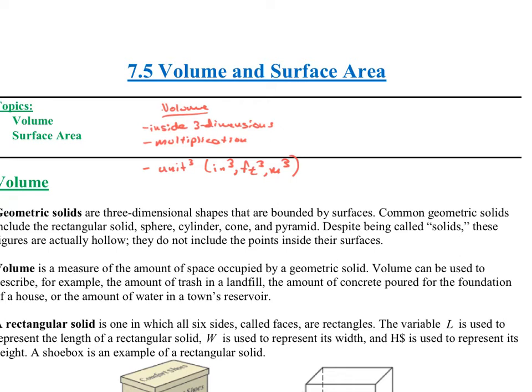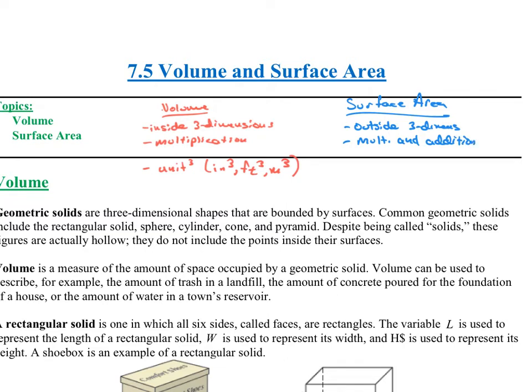Versus surface area, let's look at surface area real quick. Surface area is the area of all the faces of the outside. So if you make a box, how much the box will hold is the volume, how much cardboard is needed to make the box would be the surface area. So it's the outside of 3 dimensions. And really what this is, it's the area, but it's the area of each side added together. So this really has multiplication and addition.